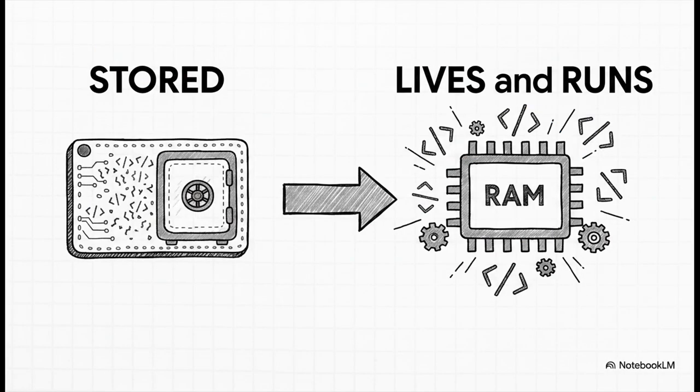And this brings us to what is maybe the most crucial distinction of all. Your program is permanently stored in flash, almost like a set of instructions locked away in a safe. But when you power the device on, the program lives and runs in RAM, using it as this dynamic, high-speed workspace to actually get things done.